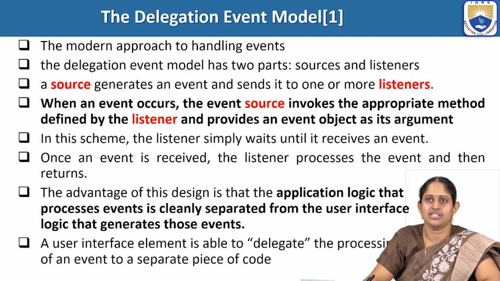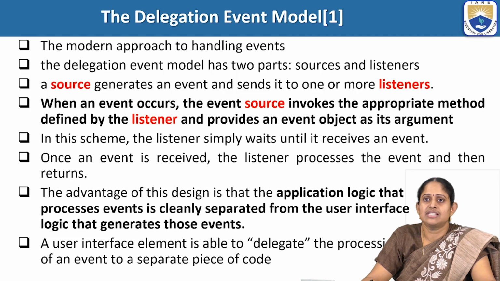Swing follows the delegation event model. This is a modern approach for handling events. The delegation event model has two parts: a source and the listener. The source will generate an event, and that is sent to a listener. Whenever an event occurs, the source invokes the appropriate method defined by the listener and provides an event object as its argument. The listener simply waits until it receives an event. Once an event is received, the listener processes the event and then it returns.